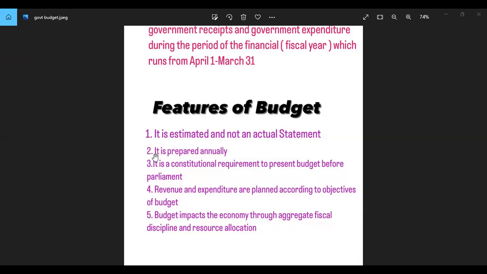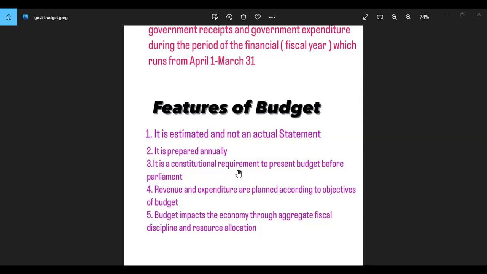Okay. And then it is prepared annually. Annually means it is prepared according to 1 year, not on the basis of month, like for 1 month there is some budget and for another month another budget. No, it is prepared annually. And then it is a constitutional requirement to present the budget before parliament. This is the requirement. You cannot skip it.